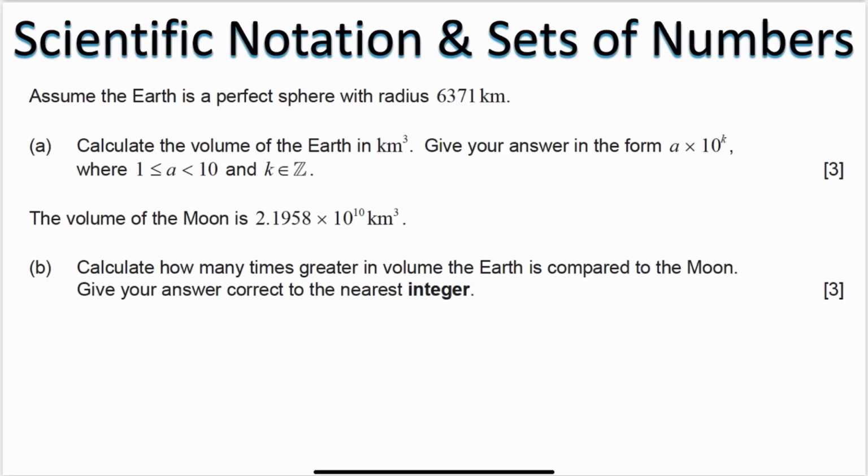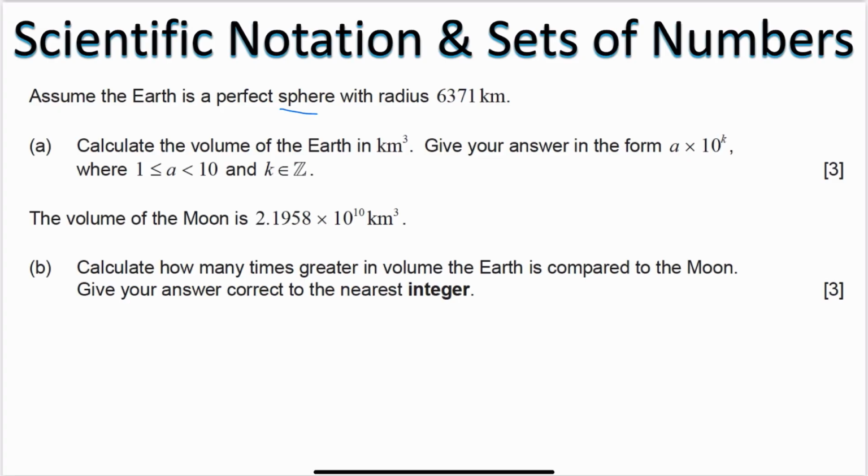In this video, we're going to review scientific notation and sets of numbers. Assume the Earth is a perfect sphere with radius 6,371 kilometers. Calculate the volume of the Earth in cubic kilometers. Give your answer in the form a times 10 to the k, where 1 is less than or equal to a, a is less than 10, and k is an element of the integers.